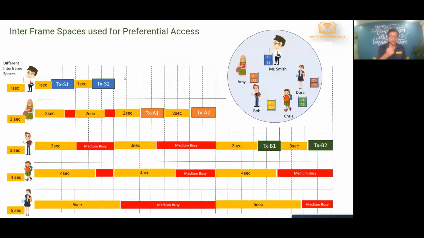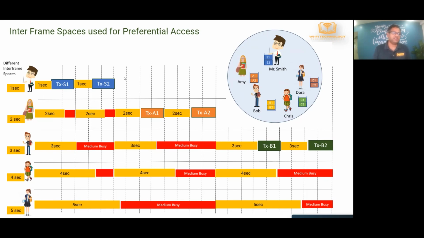Again, coming back to our favorite classroom example. This time, forget the random backoff thing I was talking about. Keep that to the side for a second. Let's say we're not doing any random backoff. Let us say we want to create some preferential access based on this concept of interframe spaces.